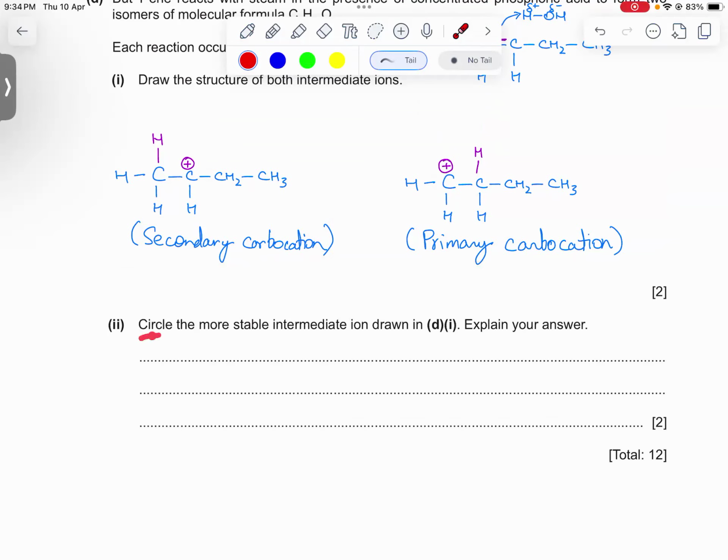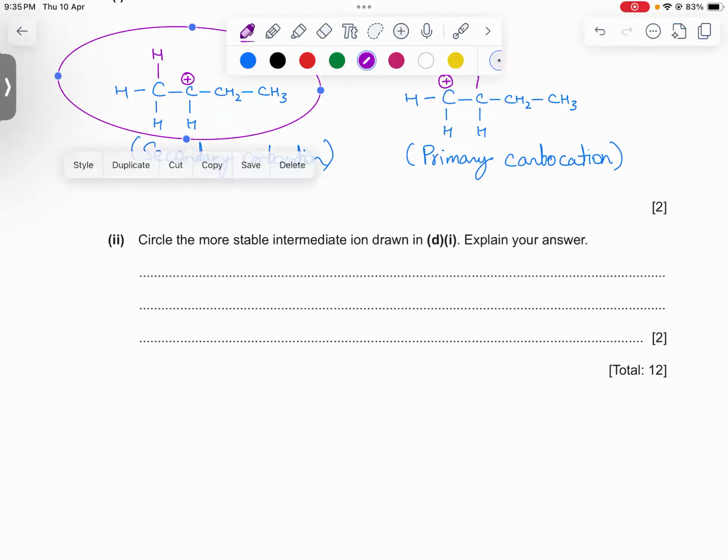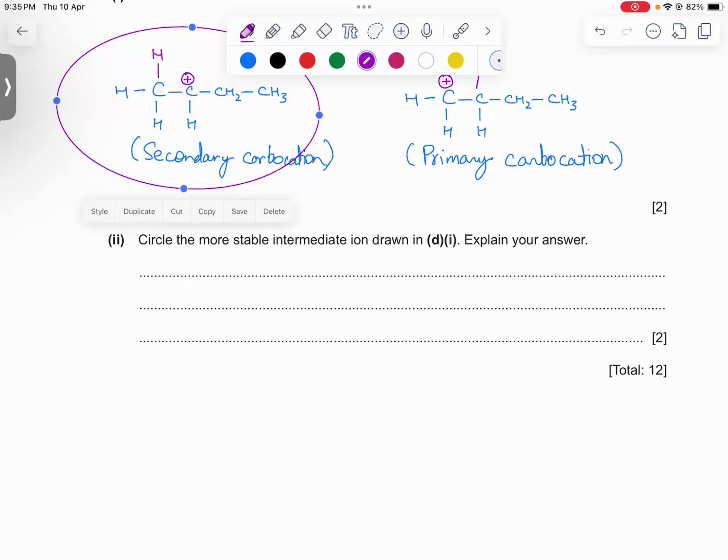They are asking us to circle the more stable intermediate and explain the answer. So which is more stable? Of course, the secondary carbocation is more stable. You're going to circle that. Why do we say the secondary carbocation is the more stable intermediate?